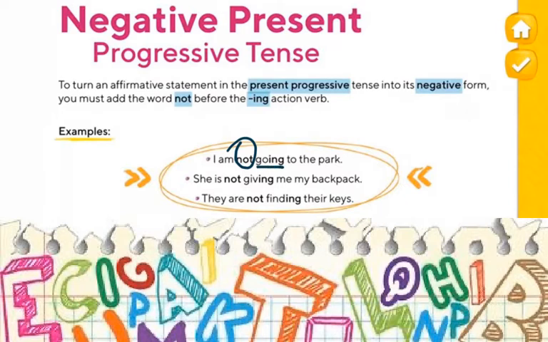Not going, not giving, not finding. And before the word not, we see the verb to be. Am, is, and are. So, we write the verb to be, the word not, and then the action verb with the ing ending. Let's practice a little.